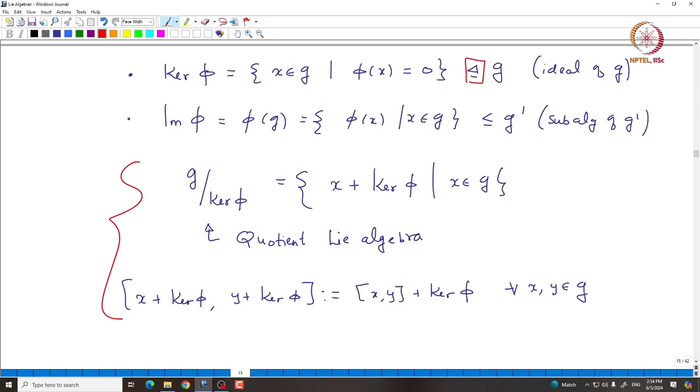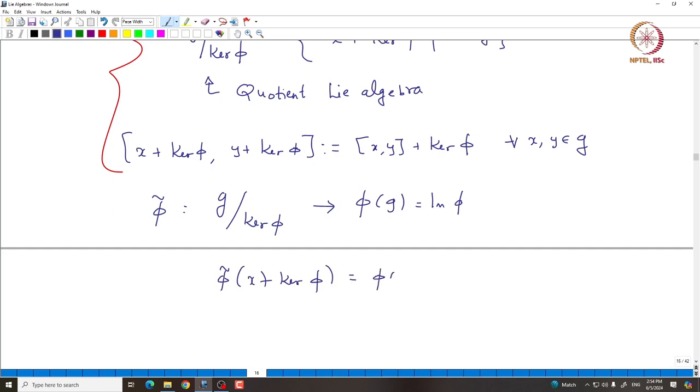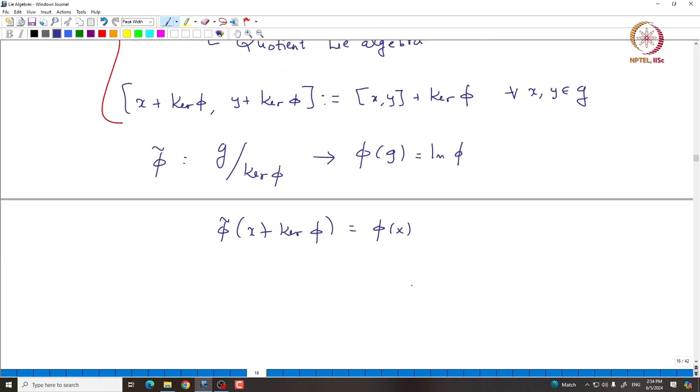Now with this we have the following first isomorphism theorem. With these notations, we have this induced map pi tilde, which is defined from G modulo kernel pi onto pi of G, the image of pi. The map pi tilde is defined by mapping x plus kernel pi to pi of x. Now one can easily check this is indeed a bijective map from G modulo kernel pi to pi of G. As a C-linear map, it makes sense, and as vector spaces they are isomorphic.